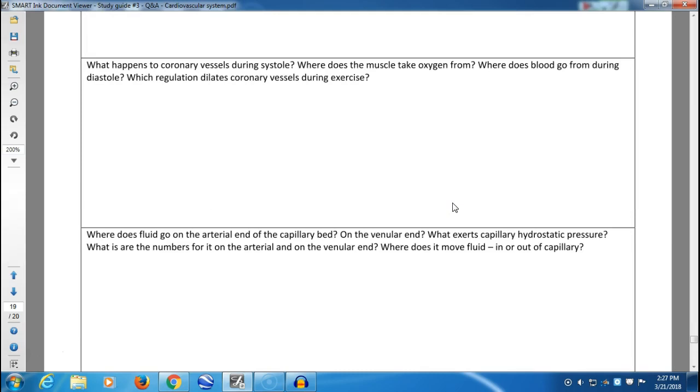When the systole is going on, where does oxygen come from? There's a protein in the muscles that makes them red. Myoglobin. Remember we talked about it? Myoglobin is the protein that stores oxygen in the muscles.